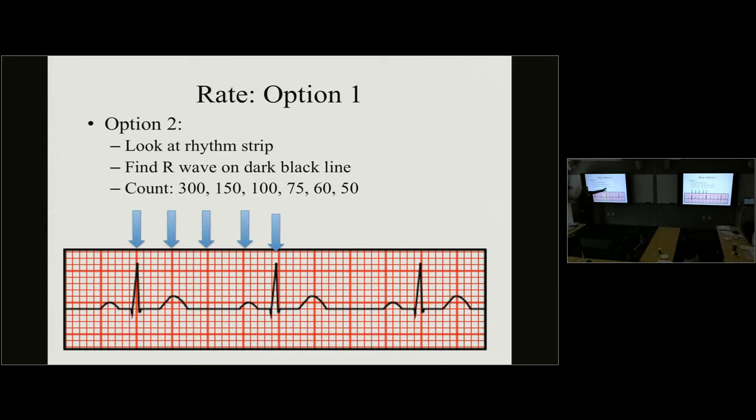You count 300, 150, 100, 75, 60, 50. And you can do that to determine the heart rate. That's a quick and dirty way that we all kind of do that. Okay? People follow me on that? You just got to memorize that.